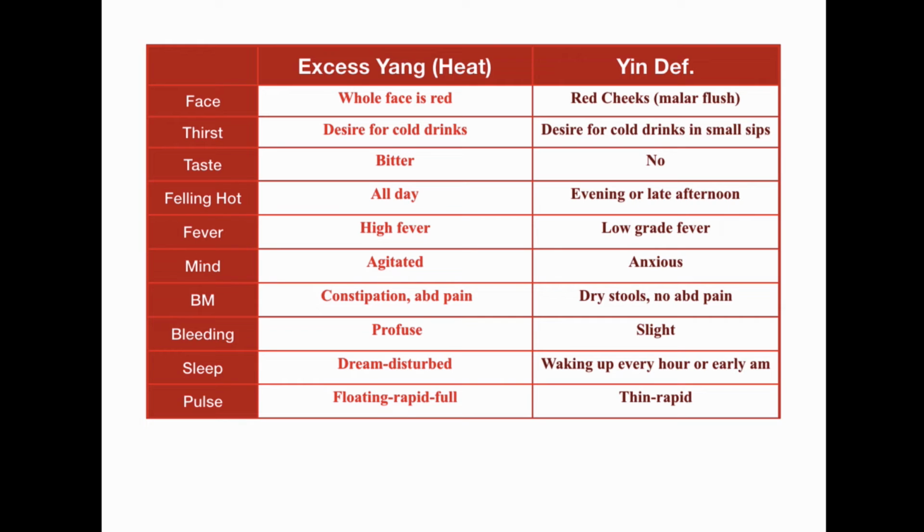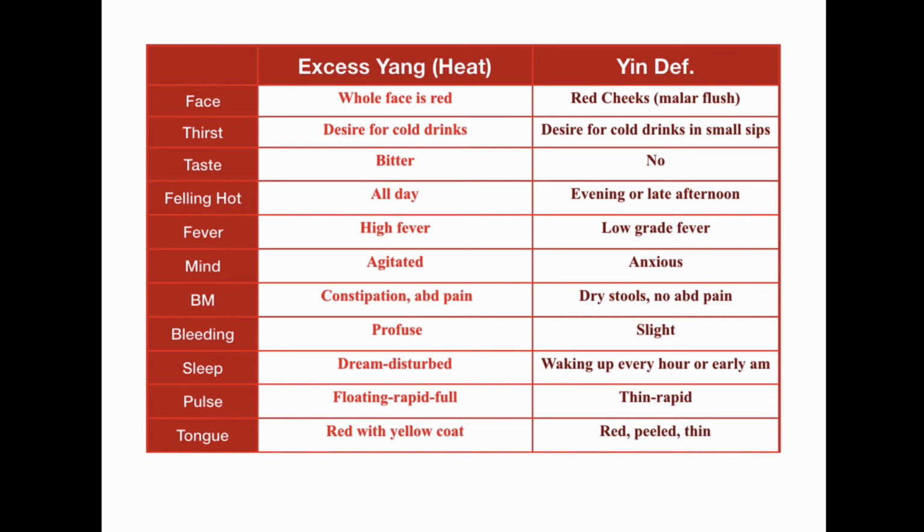The yin deficiency person is a chronic condition, so it's going to be rapid as well, but a thin pulse. It's going to feel so thin under the fingers. The tongue, again, big versus small, red tongue for both, but yang excess will have a yellow coat on top of the tongue, while the yin deficiency will not have any coat. It'll be peeled and very thin. Okay, so no coat, peeled tongue, maybe sometimes some cracks, but a very thin tongue itself.